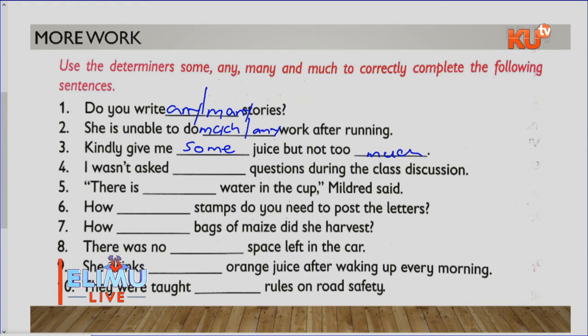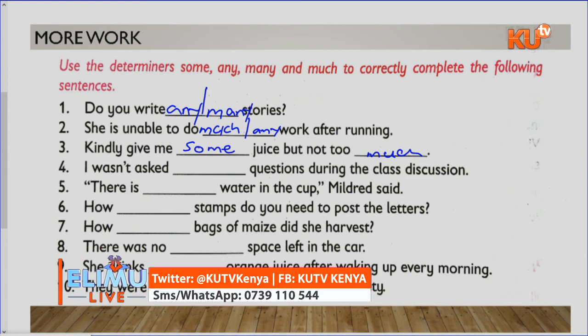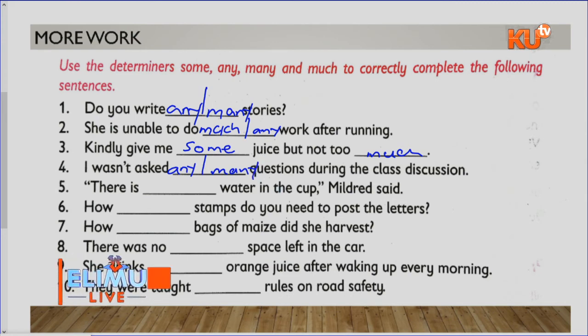I wasn't asked dash questions during the class discussion. I wasn't asked any questions. Any is right. So to mean that you were not asked even one, any, but you can also say, I wasn't asked many. I wasn't asked many questions, because many also is right to mean that you were asked some questions, but they were not too many. So to indicate the quantity or the amount of questions you were asked.